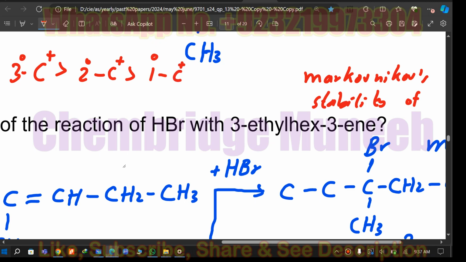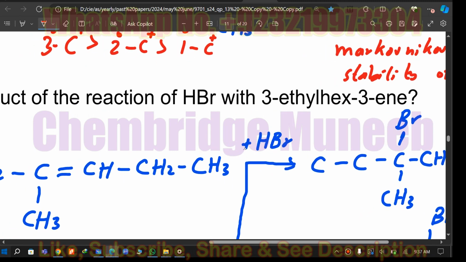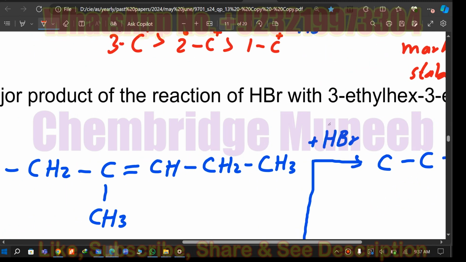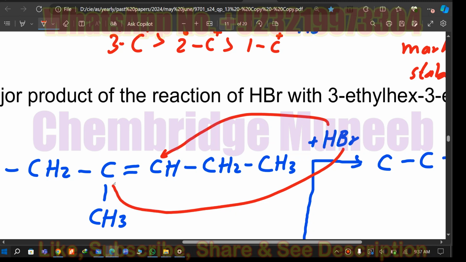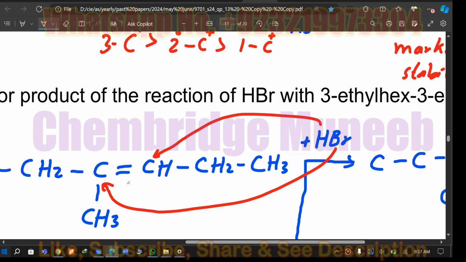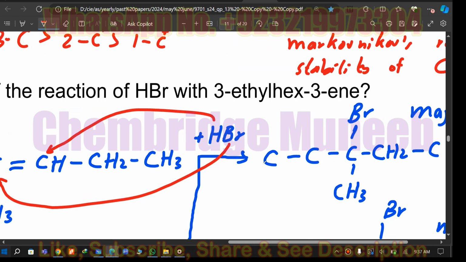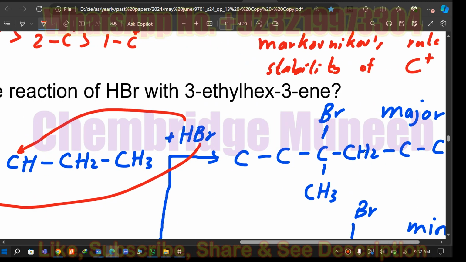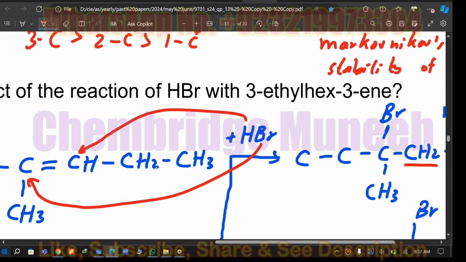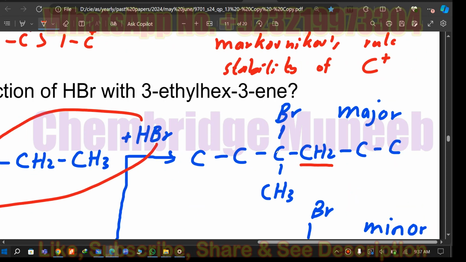So considering that, when we are adding HBr, we need to add hydrogen on this carbon, and bromine will be added on this carbon. As a result, the product obtained will be this one. It will have the bromine over here, and the hydrogen is added on the right carbon. So we get CH2 here; this CH is converted to CH2.